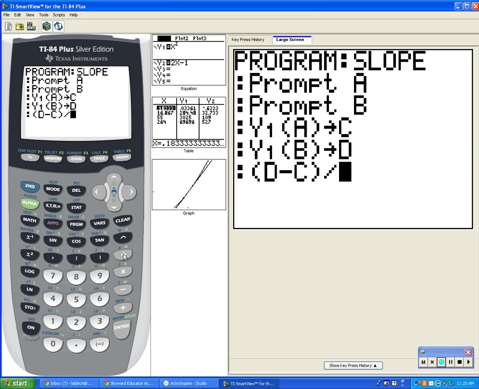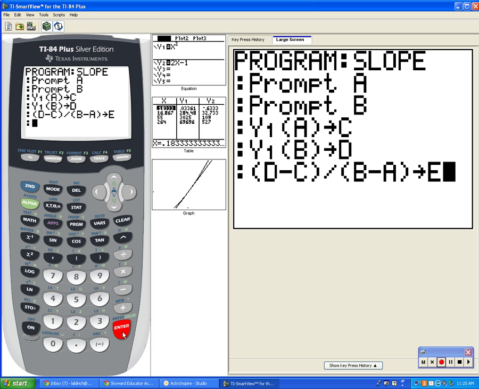So this is y2 minus y1. Now we're going to go divided by x2 minus x1, right? So that's going to be alpha b minus alpha a. And we're going to store this answer as a variable. What would you like it to be? E. Okay, so that's going to be alpha e.